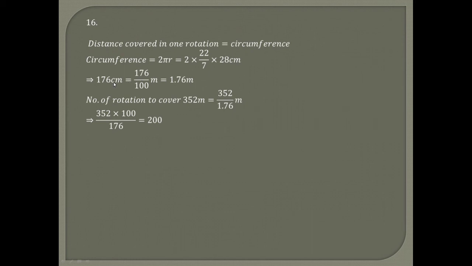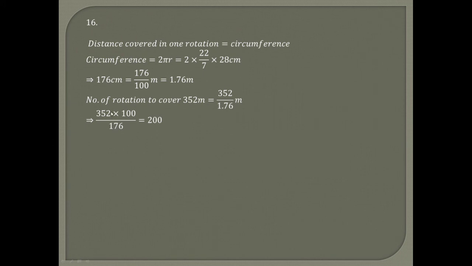In order to convert 176 centimeter into meter, you have to divide 176 by 100. That means 1.76 meter. Then, for the number of rotations to cover 352 meter, we have to divide 352 by 1.76. Just remove the decimal point and add 100 at the numerator: 352 into 100 by 176.